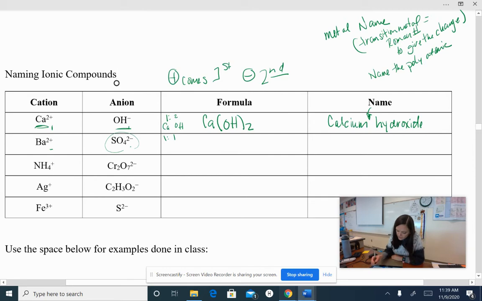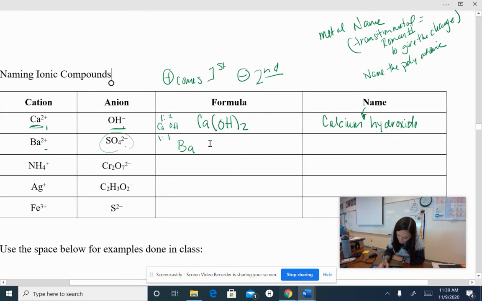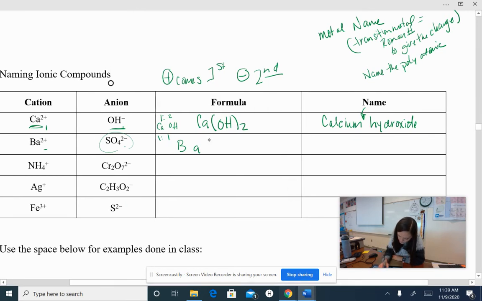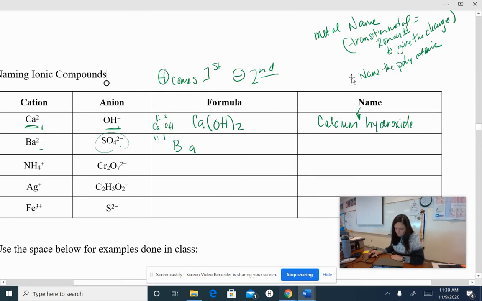So metal first. We always write the metal first, and then sulfate. Now notice I didn't put any parentheses around the sulfate, and I didn't need to because I'm not needing to multiply that group. So if I don't need to multiply that group, I don't need to put parentheses around it. So as we name this, Ba is barium. Barium sulfate.